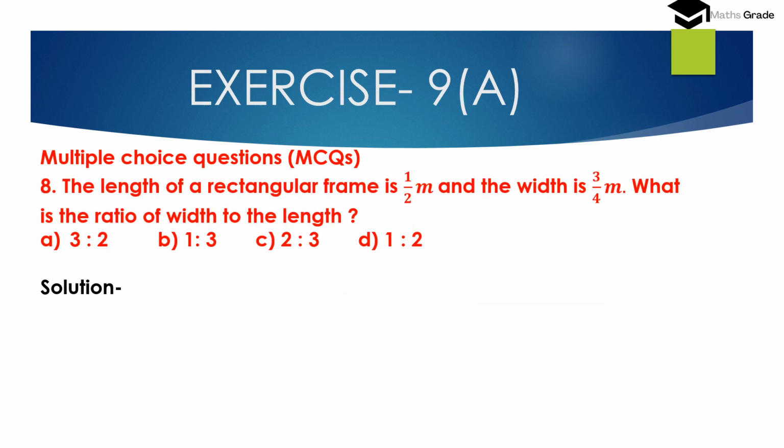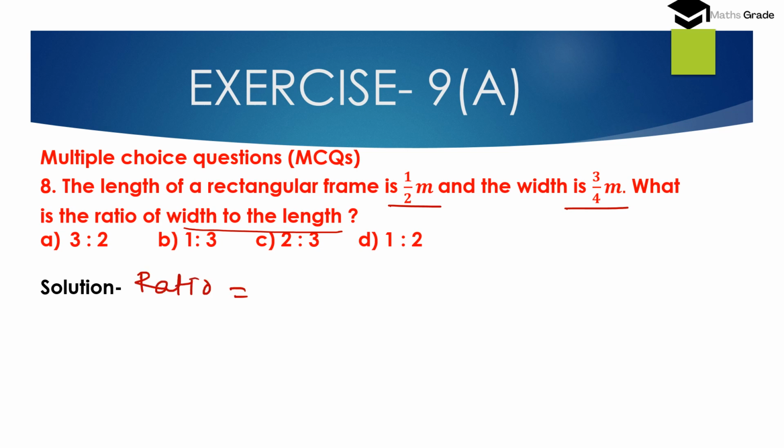Now question number 8. The length of a rectangular frame is half meter and the width is 3 divided by 4 meter. What is the ratio of width to that of the length? Options are 3 is to 2, 1 is to 3, 2 is to 3 and 1 is to 2.